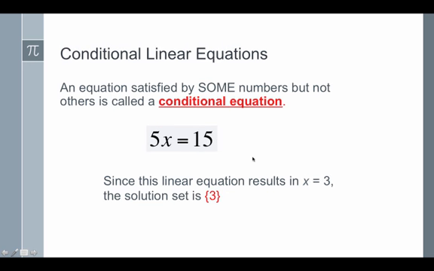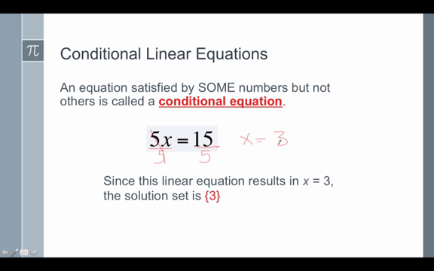All right, moving on, we have conditional linear equations. Conditional equations are what you are used to. It's what we've been dealing with so far, in that we solve the equation and we get an answer. For linear equations, we get one answer. Let's take the example 5x equals 15. To solve this, I need to get the x by itself, so I divide both sides by 5. Since the 5's cancel, I end up with x equals 15 divided by 5, or x equals 3. Our solution set is that one number, 3.